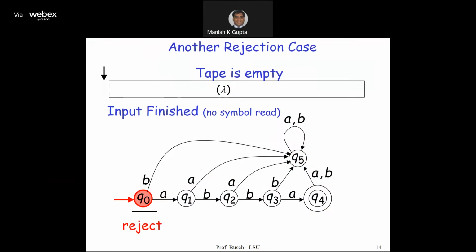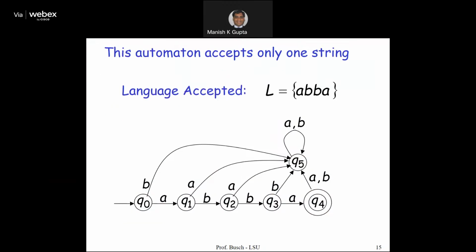Okay. What happens in this case? The tape is empty, lambda. After receiving lambda, it will not move anywhere, right? So it will stay there itself. Rejection, a clear rejection at the start state itself. So this automata only accepts one string, which is A, B, B, A.